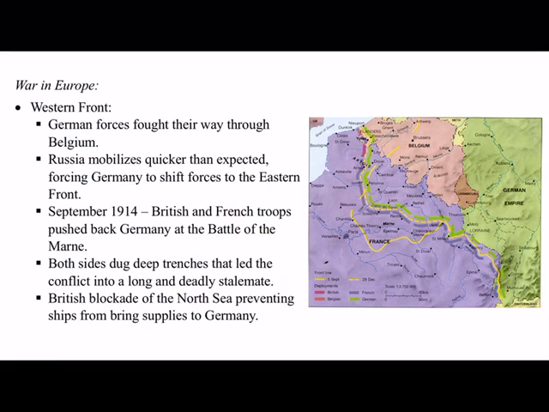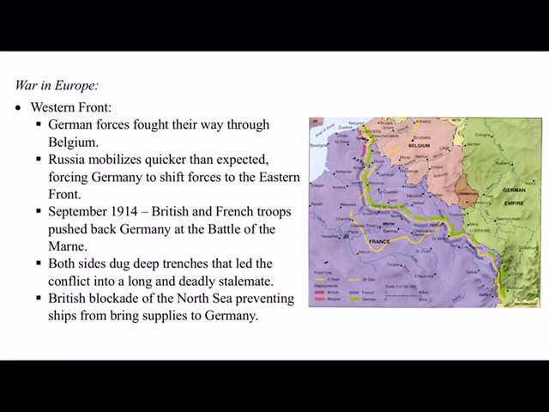In September 1914, one of the most important battles of World War I, very early in the war, British and French troops pushed back Germany at the Battle of the Marne, right along the Marne River in eastern France there. After the Battle of the Marne, both sides dug deep trenches that led to a long and deadly stalemate.